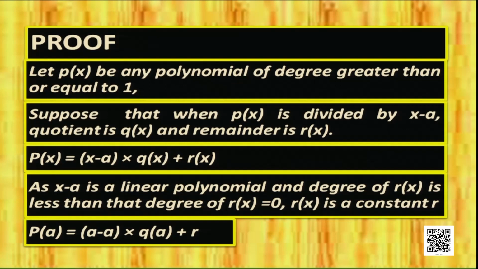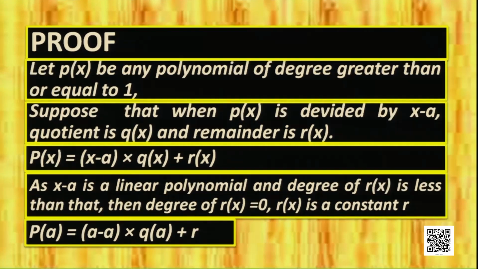Then if we put the value of x as a, what do we get? We get Pa is equal to a minus a, that means in place of x, we write a. So we get a minus a into Qa plus r.